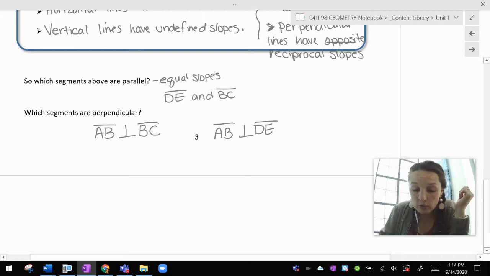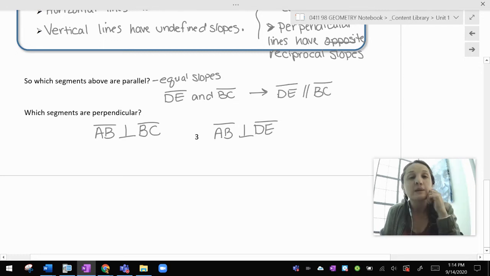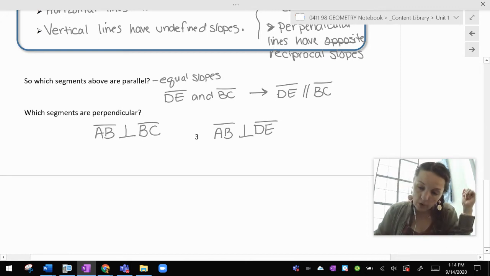And while I'm on the notation kick, you could write DE is parallel to BC using that notation. Okay.